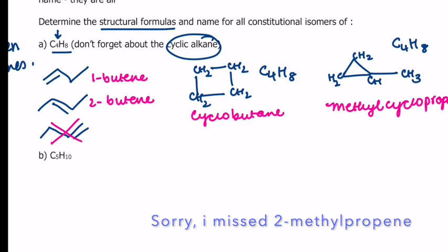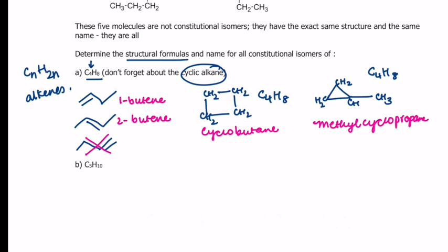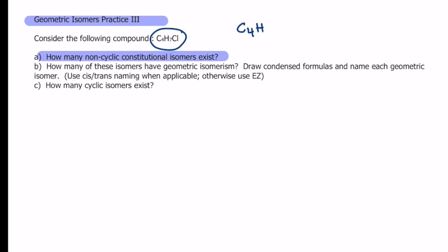Let's try something else with 4 carbon atoms. It is in your geometric isomers practice 3. So it says how many non-cyclic constitutional isomers exist. So let's again start. So C4H7Cl, this is similar to what we were just doing with an alkene. You've removed a hydrogen and added a chlorine. So there's a substitution reaction which we will learn later, C4H7Cl.